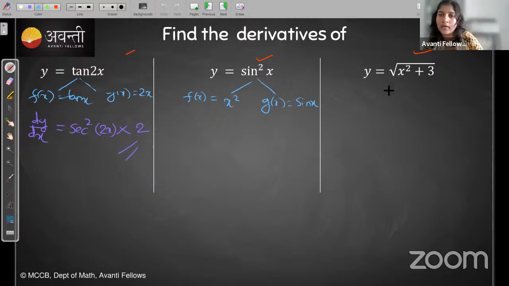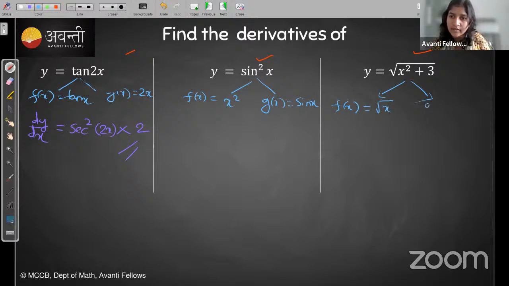Now here, observe. This is one more example. Try to do this. Try to write which are the two functions involved in this and try to differentiate it. Let me know. Okay. So the two functions involved here are what? f of x is equal to root x, and another function involved is x squared plus 3. When you combine both, you will get this composite function. Fine. Now, what will be dy by dx?